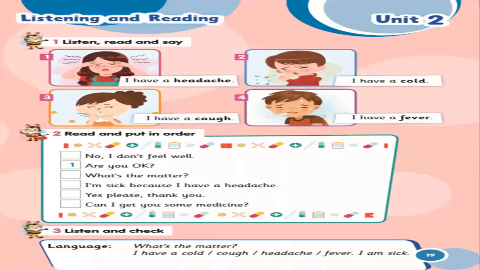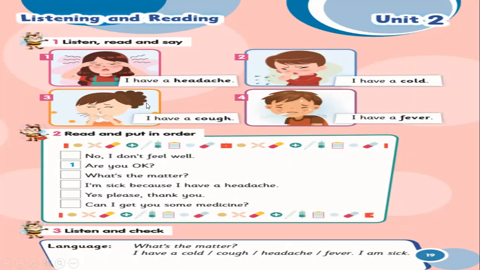Look at these 4 pictures. The children in these pictures are sick. Look at the girl, something bad in her head. She says, I have a headache. Try to repeat after me. I have a headache. Look at picture 2. The boy has a running nose, and he's sneezing. So he says, I have a cold. I have a cold.